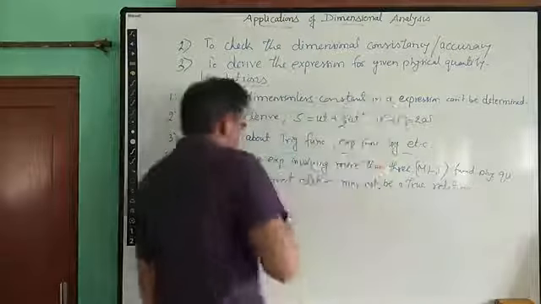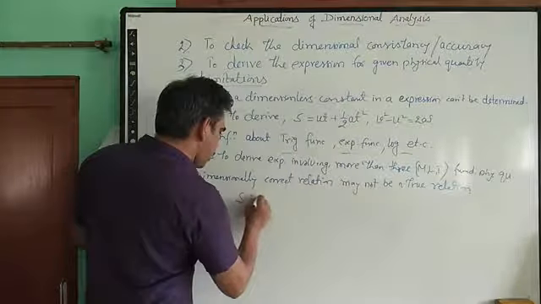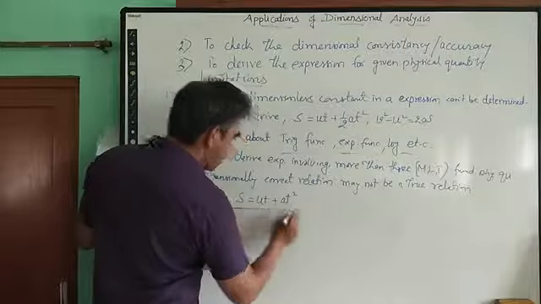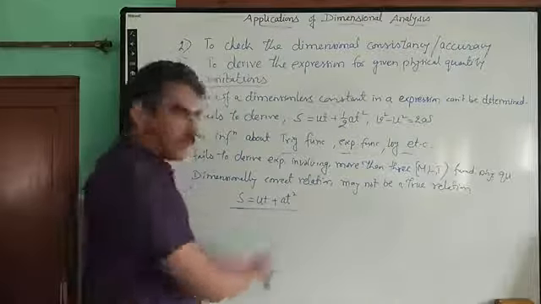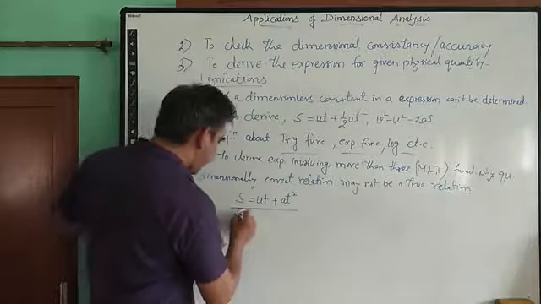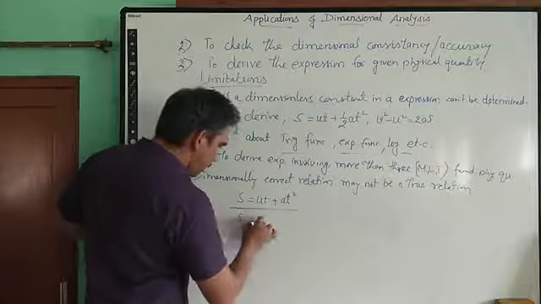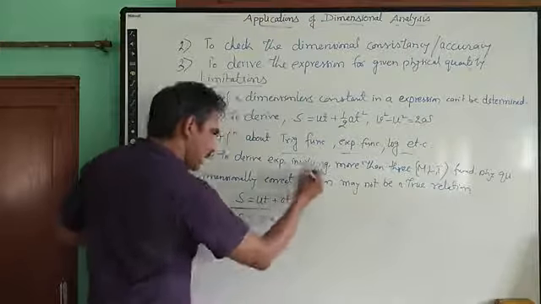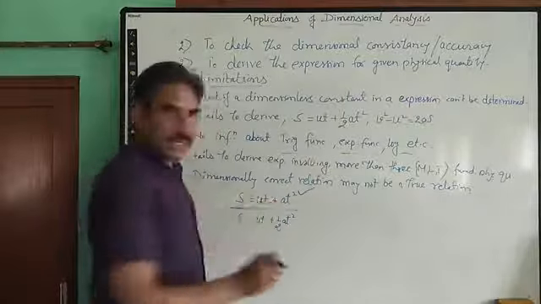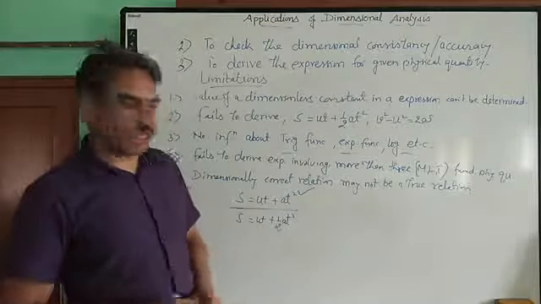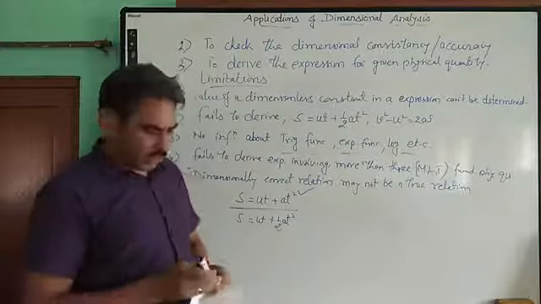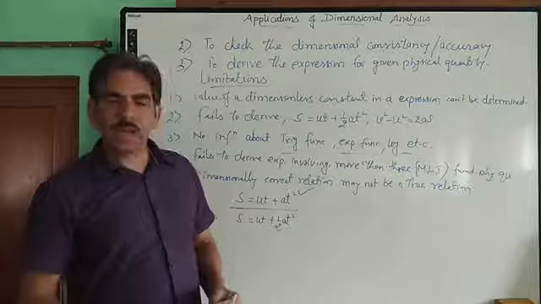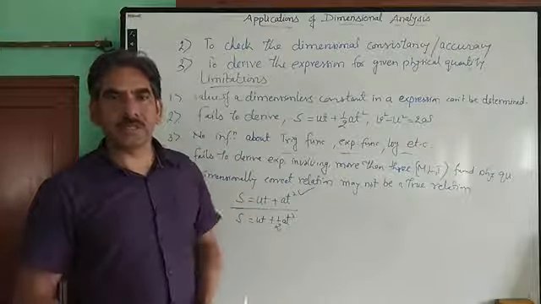Let me give an example. This expression, which is S is equal to ut plus at square, this expression is dimensionally consistent. Dimensionally it is correct, but we know that the actual expression for the displacement is ut plus half at square. So it is okay that this equation is dimensionally correct, but this is not an exact, or we can say true relationship for the displacement. So these are some limitations where the dimensional analysis is not able to explain all these things.